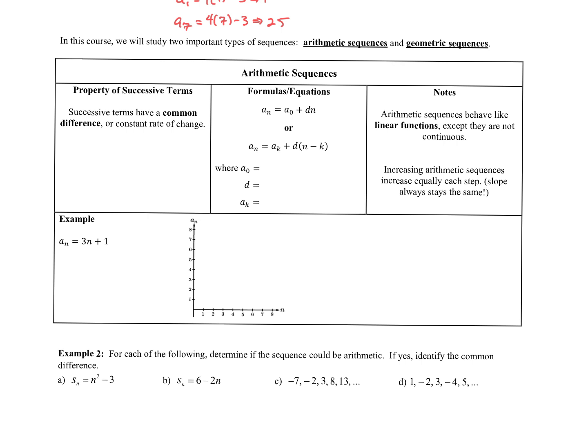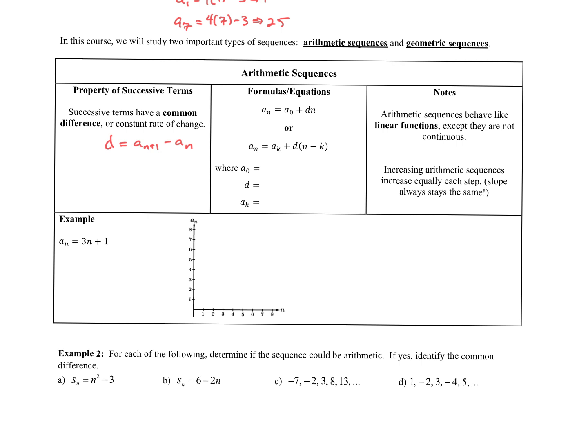And so to find our common difference, we notate it as d. We take our next term, and then we subtract our previous term. Okay, so that's how we get our common difference. It's what's added from term to term.